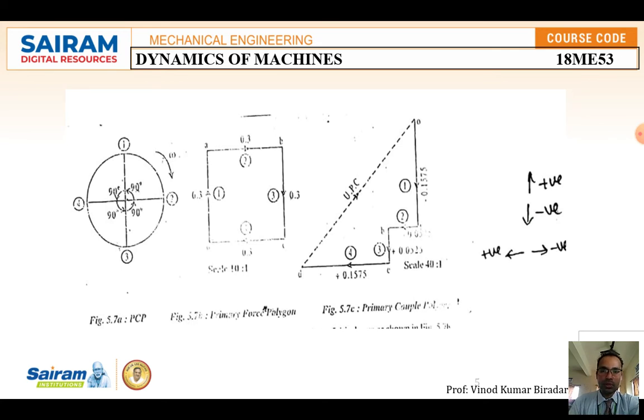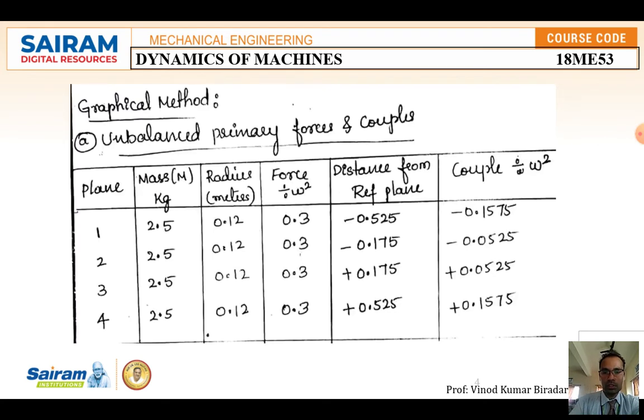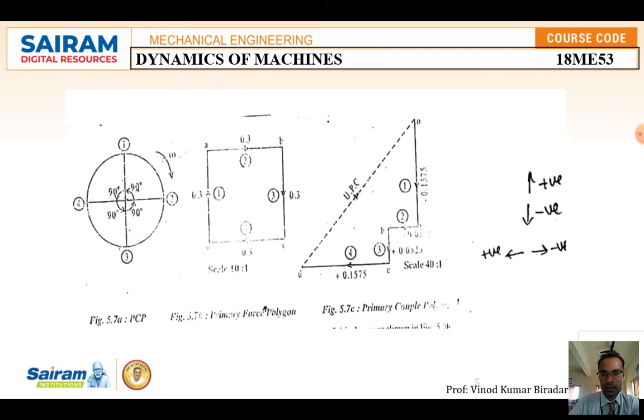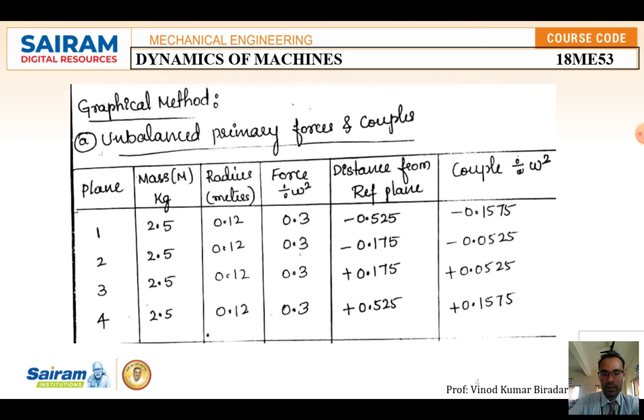Okay, next coming to the second part, this is very important, the primary force polygon. How are we going to construct it here? Take 0 to 1, reference plane to A. The distance from the reference plane to 1 is minus 0.525. Keep the point here. From this point to this point, the force polygon is 0.3.